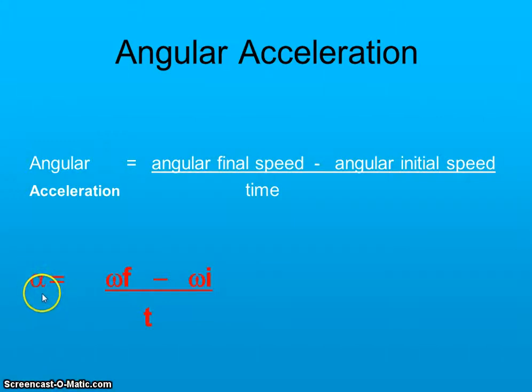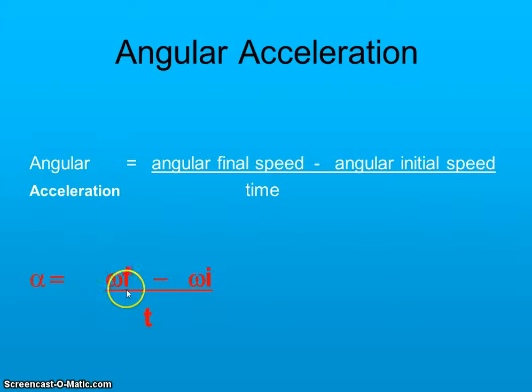And we know automatically when we see that, you're looking at something that's angular or rotational. In other words, it's going around. It's not going in a straight line, it's curving. Okay, so that's what alpha stands for. Alpha stands for angular acceleration.